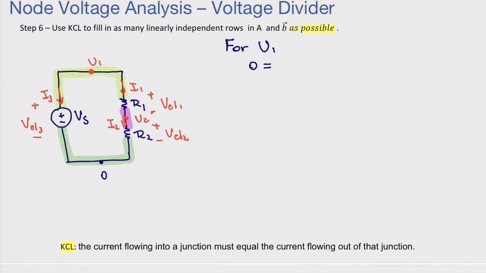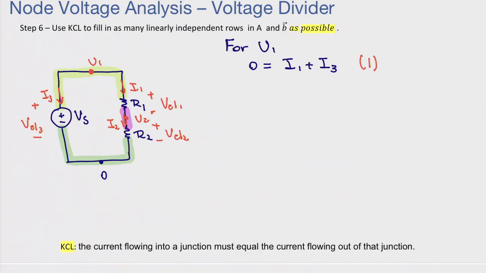This has to be equal to the sum of the currents going out of that point. What are the currents that are going out of U1 here? I have I3 going this way, and I have I1. So I'll say I1 plus I3. Okay, can we agree that that can be our first equation here? I1 plus I3 equals zero, because we picked U1 as our reference, okay?